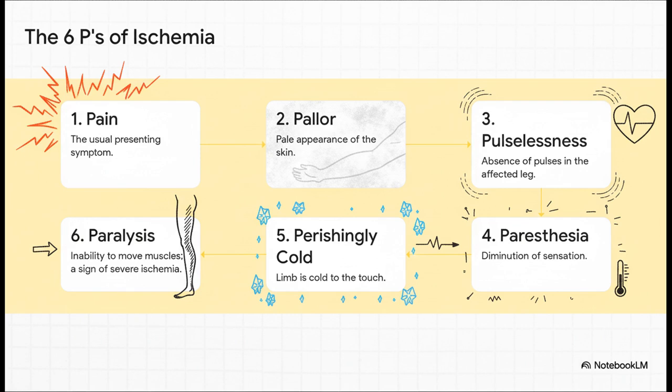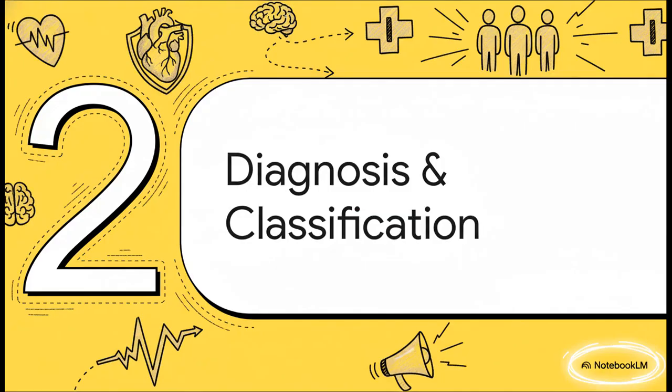And the last one, the most ominous one, is paralysis. If the patient can't move their foot, that's a massive red flag. It tells me the ischemia is incredibly severe, and we are on the verge of losing that limb. Okay, so we've identified the signs. Now we need to move from suspicion to a formal diagnosis and, just as importantly, classify how bad this really is. This is absolutely key for deciding what to do next.